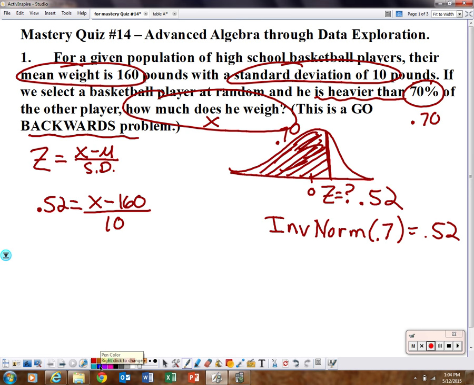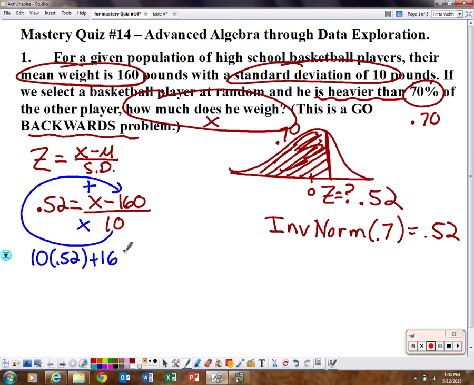All right, again, this is a go backwards. So we're going to start with the 10. Instead of dividing by 10, we're going to multiply. So 10 times 0.52. Instead of minusing 160, we're going to add 160. So you could write that out. So we're going to go 10 times 0.52 plus 160.